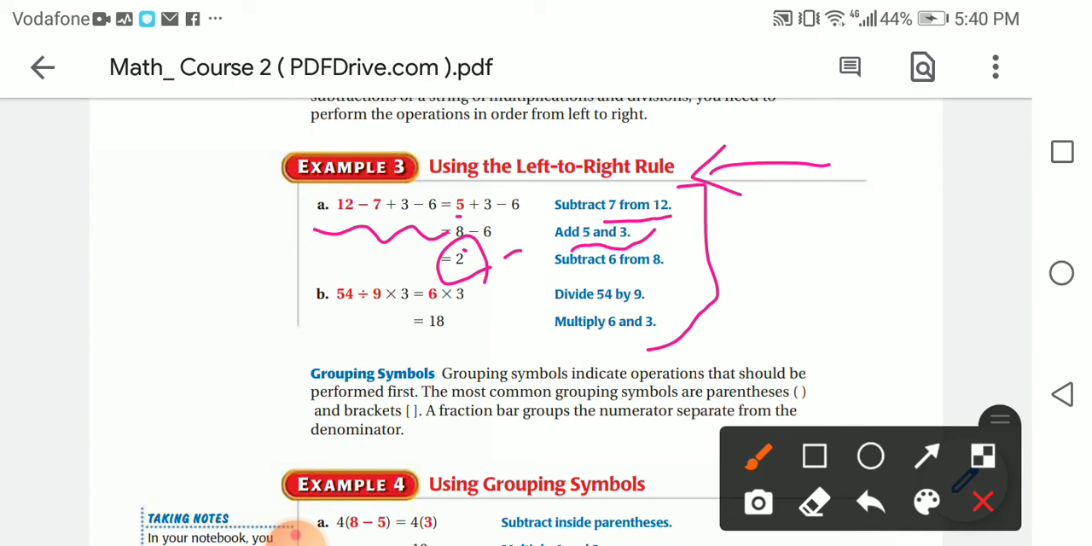I have here 54 divided by 9 times 3. What should I do? I start from the left. 54 divided by 9, divide 54 by 9, it gives you 6. Then times 3, 6 times 3 gives you 18. Okay, this is easy.